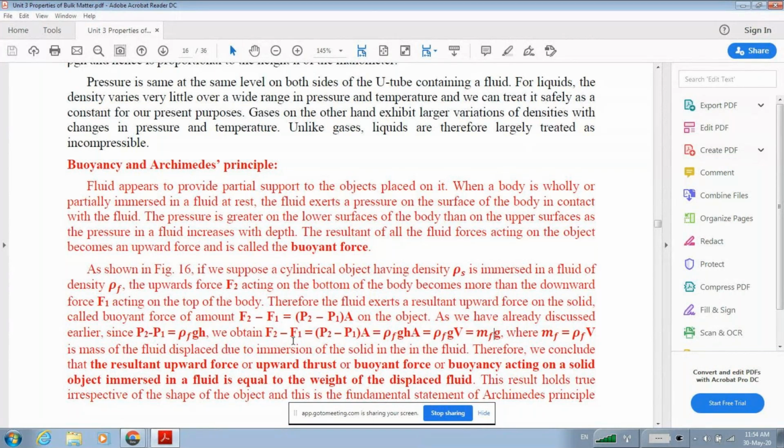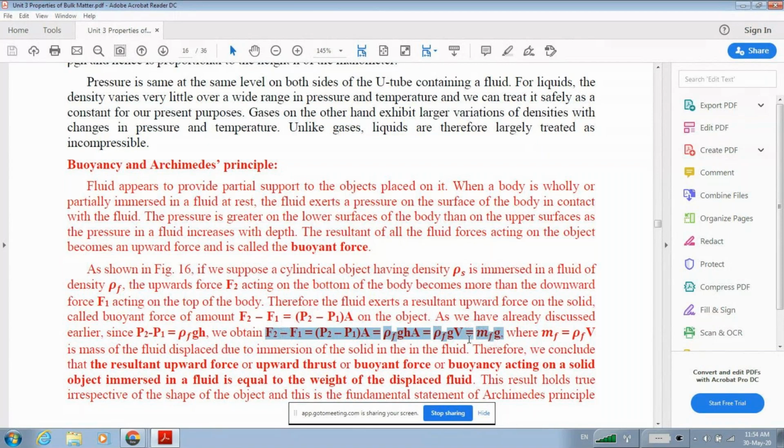So we ultimately get F2 minus F1. So that is the buoyant force. F2 minus F1, we can call it the buoyant force. So buoyant force is equal to the weight of the displaced fluid. Weight of the displaced fluid. Is it clear now?